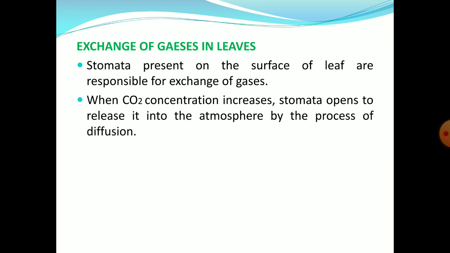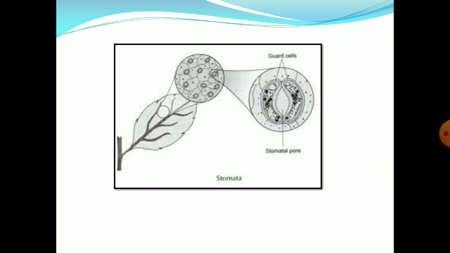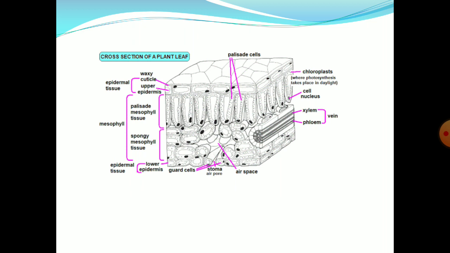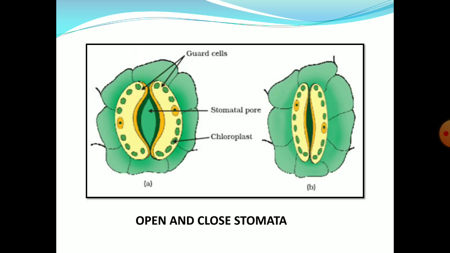Next topic is exchange of gases in leaves. As we know, stomata are present on the surface of leaves and are responsible for exchange of gases. Whenever carbon dioxide concentration increases, stomata open to release it into the atmosphere by the process of diffusion. This is the figure showing the position of stomata in the leaves. This figure shows the cross section, or transverse section. This is the three-dimensional figure of stomata. This is the figure showing open and closed stomata.